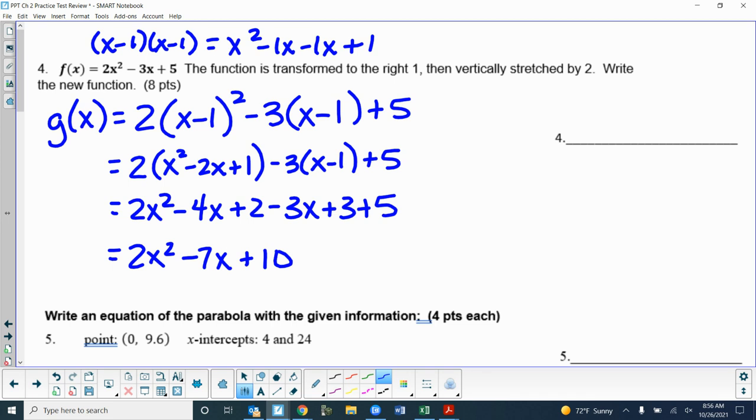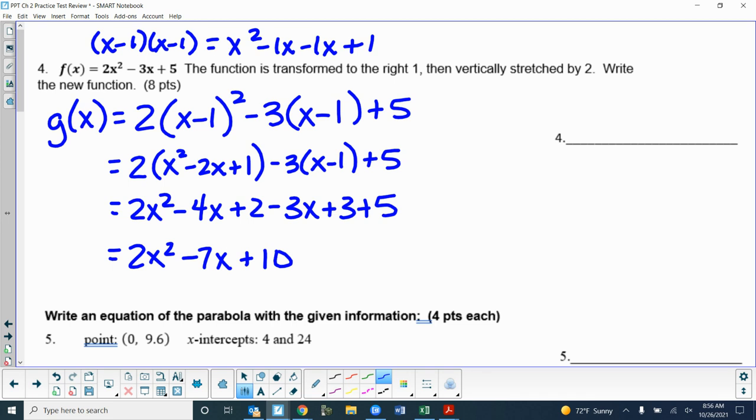Vertically stretched by 2. Okay, when it's vertical, up and down, which variable are we working on? The y, right? Because that's the y-axis. So I have to multiply the whole thing by what?